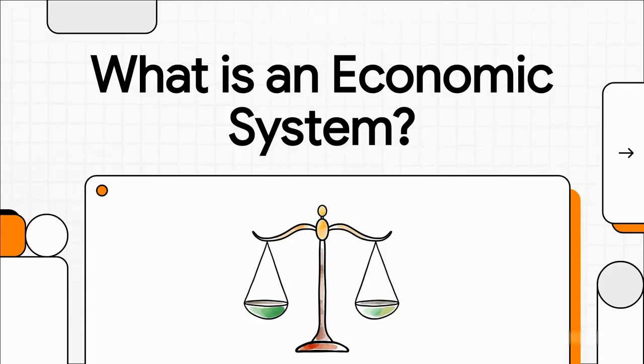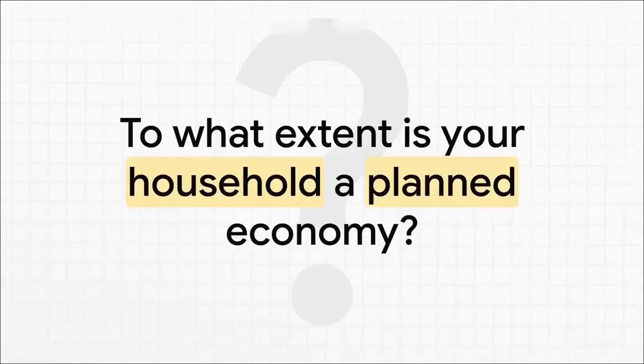Because honestly, understanding how these systems work is crucial to understanding pretty much everything about our world. But before we start talking about big global markets and governments, let's just bring this right down to a personal level. Think about your own household. Is it kind of like a planned economy? I mean, who decides what's for dinner or what you're going to buy at the store? Who does the chores? Is there an allowance?